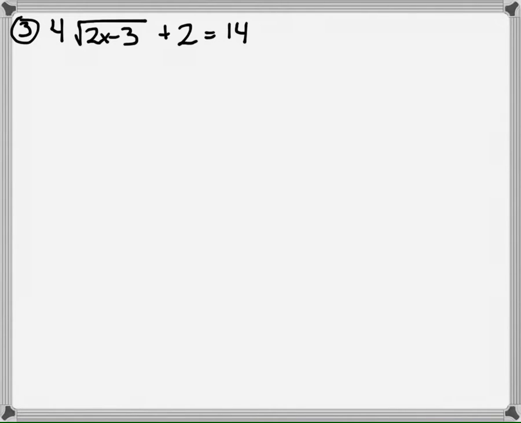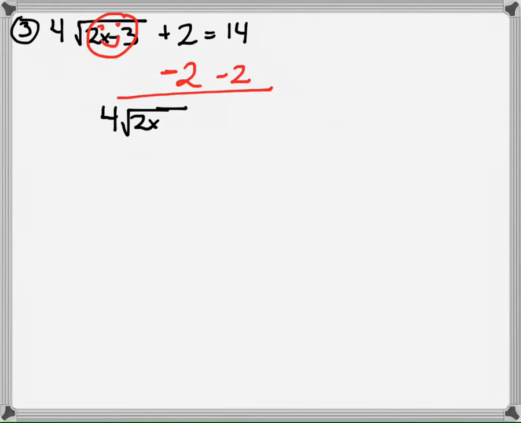So in this one, we have a 4 being multiplied times your square root, and then we're going to add a 2 at the end. So to get this isolated, you have to think through what operations we would undo first when we're solving equations. Well, the first thing you're going to undo is the addition and subtraction. And so we're subtracting 2 from both sides. And we have 4 times the square root of 2x minus 3 is equal to 12.